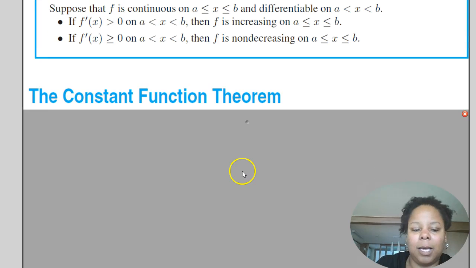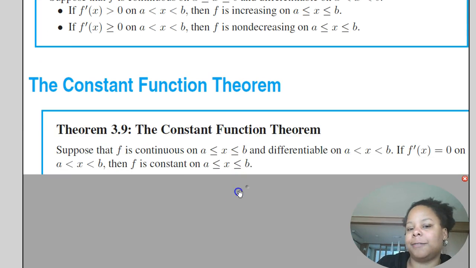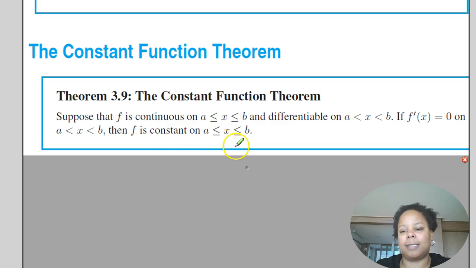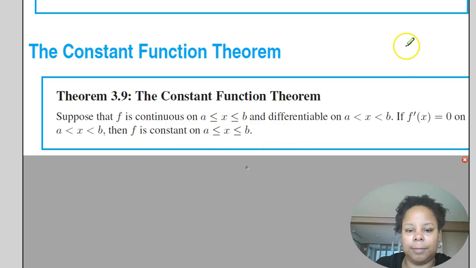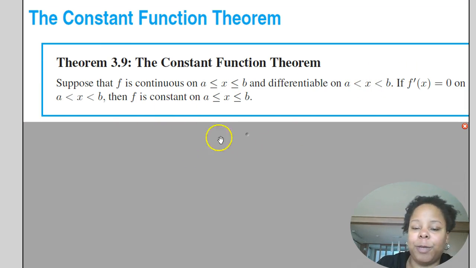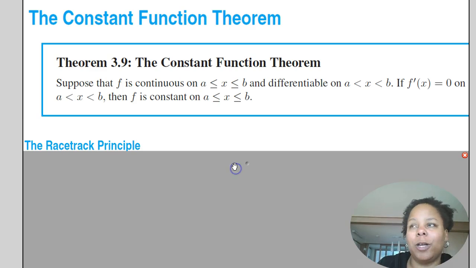mean value theorem. Another offshoot is the constant function theorem, which says, suppose f is continuous and differentiable. If the first derivative of f is equal to 0 for some x in between a and b, then f is constant. Not for some x, for all x, then f is constant on that interval. Sorry. So again, obvious, but we can prove it using the mean value theorem, and you will in class.